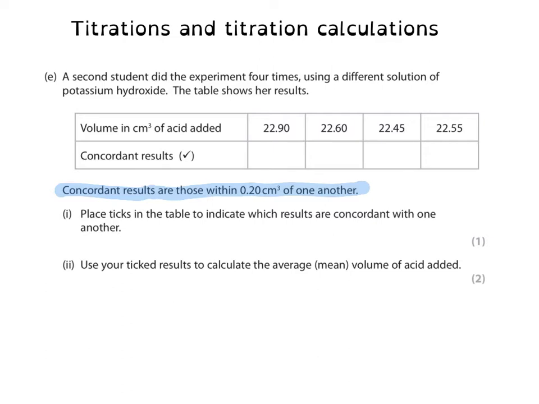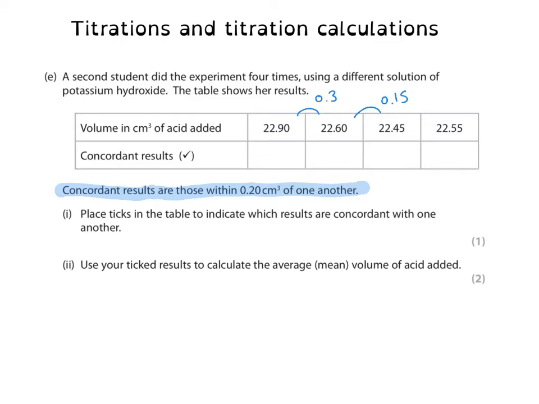So let's look at the first 2 results, 22.9 and 22.6. There is 0.3 between them. If I take them away from each other, the difference is 0.3. They are not concordant. 22.6 take away 22.45 is 0.15. So those 2 do agree with each other.